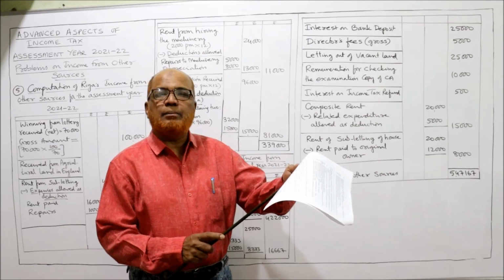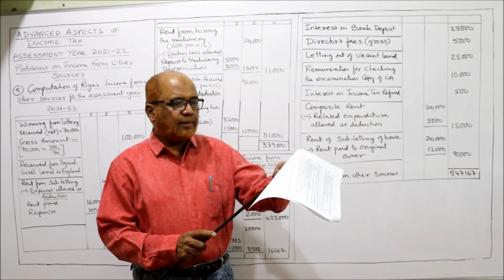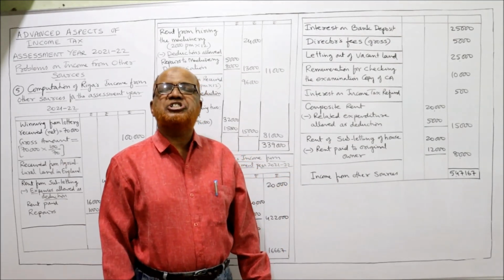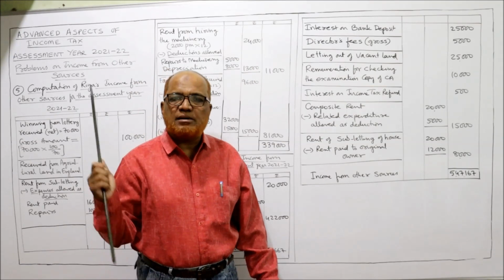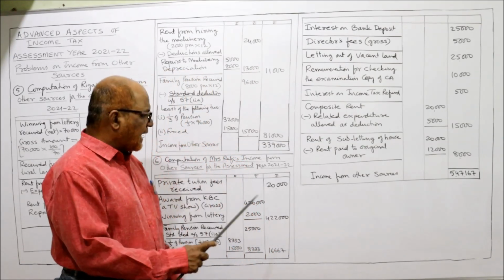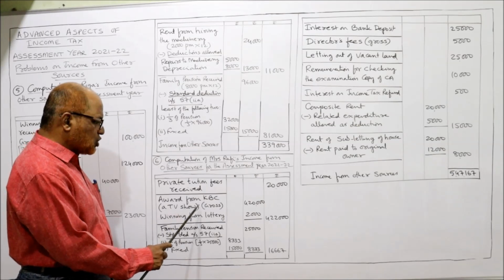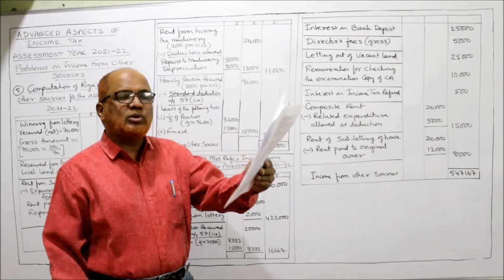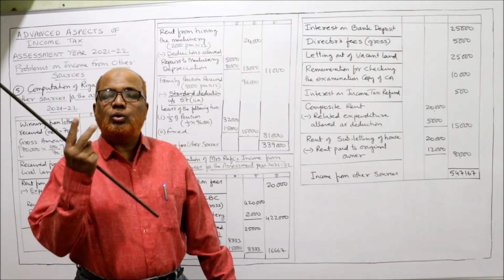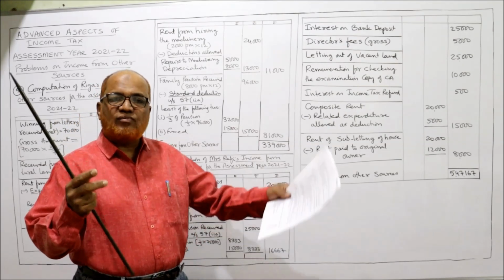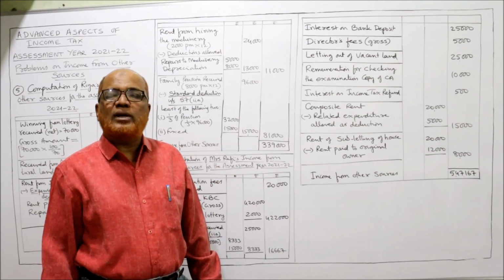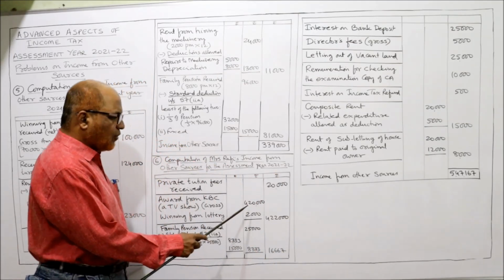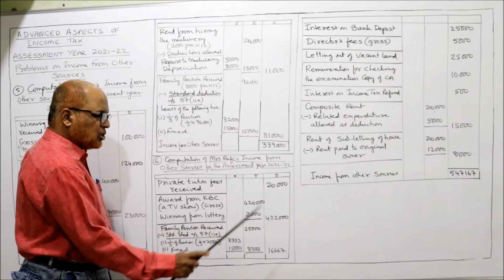Next one, award from KBC, Kaun Banega Karodpati. Award from KBC, a TV show, gross amount 4,20,000. It is casual income. It is taxable under income from other sources. So directly I have taken the award from the KBC TV show, gross income 4,20,000. Apart from that, winning from lottery 2,000, one more casual income. So there are 2 casual incomes: one is winning from KBC, and the second is winning from lottery. Both casual incomes we add up. So 4,20,000 plus 2,000, 4,22,000.